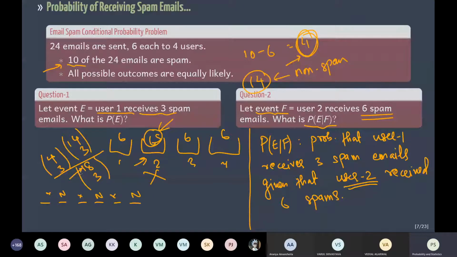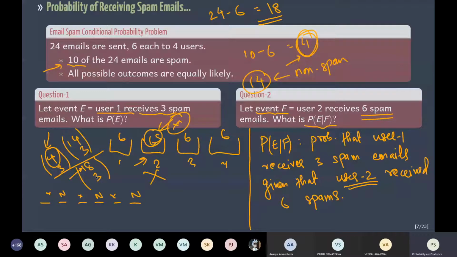Well, it's simple, right? Because this 6 is also given to you, just like in the spam case. In the top case, you are only left with 4. Now in the global pool also, you are only left with 18 to choose from, because this user is deterministic now. The information is already given to us. So 24 minus 6 is 18. The global pool should reduce.